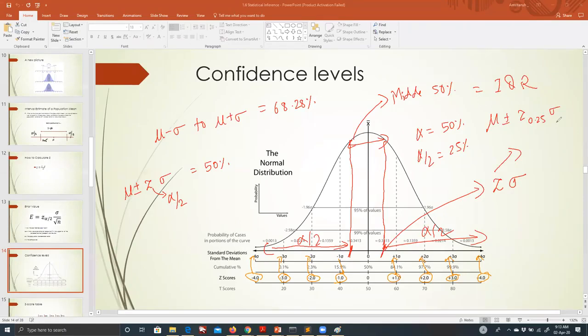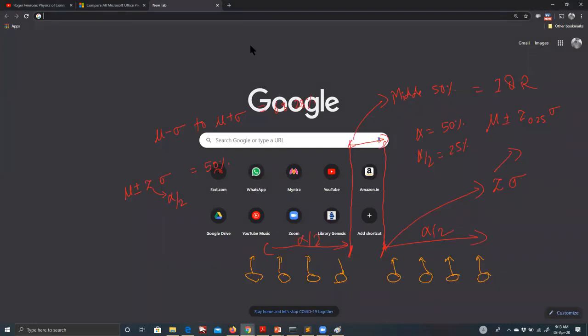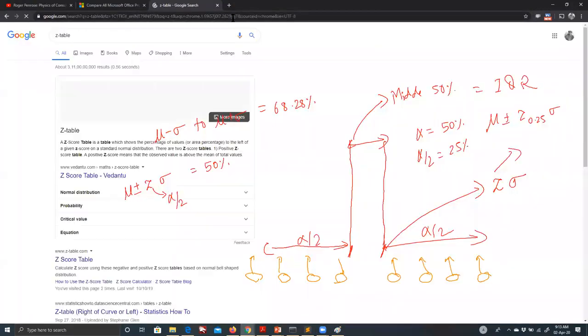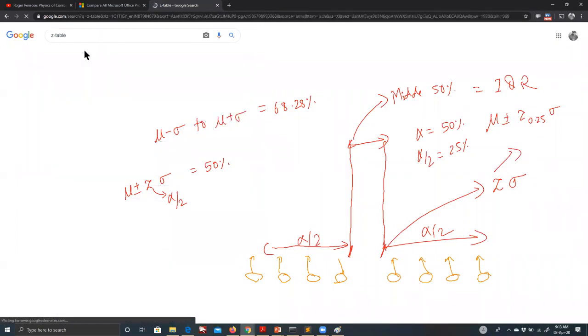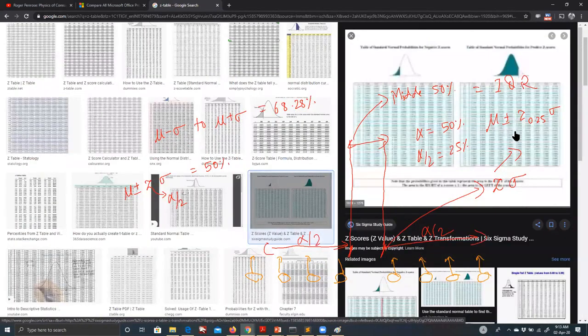You cannot remember, and it's not expected for you to remember everything anyways. So now here we will require some help of Google. You need to Google it. You require a z table. Let's see who has a better table. This green one is pretty good, I guess, according to me.